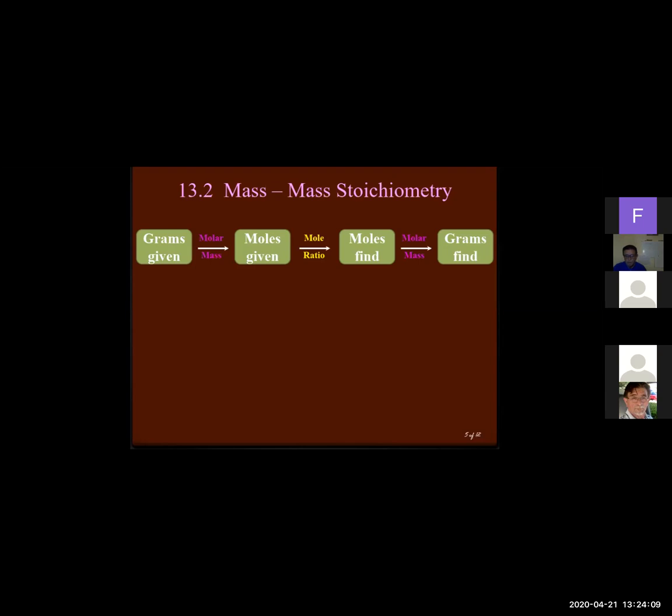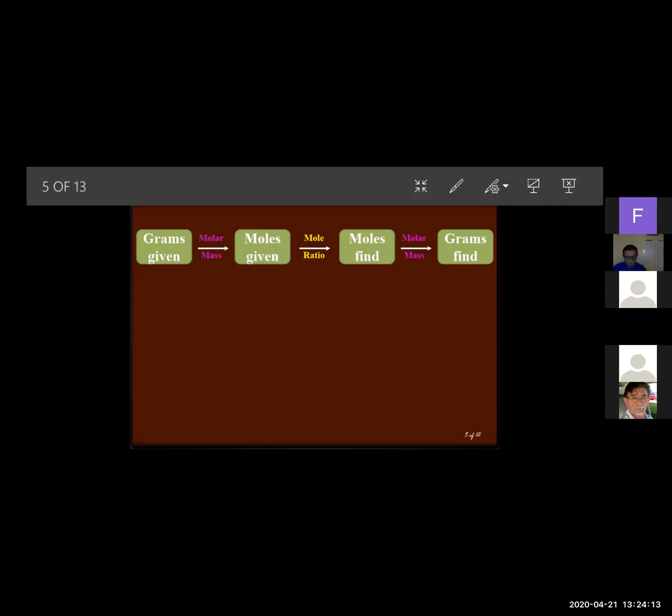Sometimes you are given grams in the problem. Well, remember, when I have a weight, a mass, I need to get into moles. So I must get into moles. And the way to do that is I need the molar mass.